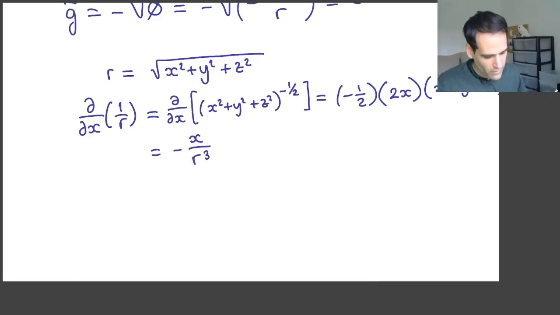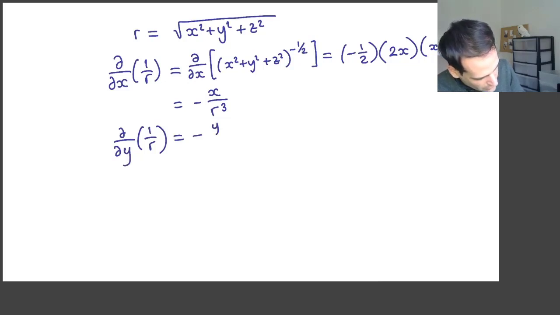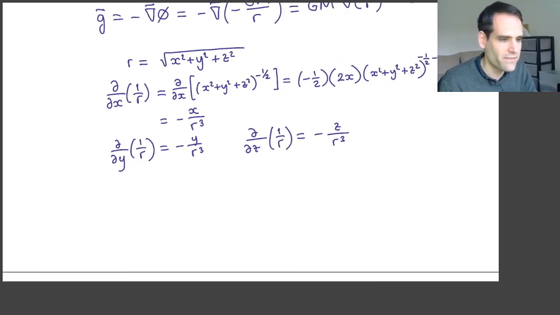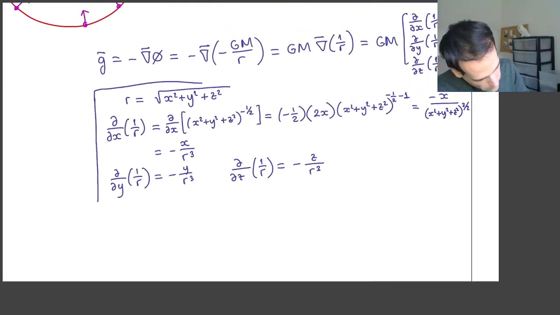Okay? Now, similarly, you can use identical logic to find the partial of 1 over r with respect to y. And this will be equal to minus y over r cubed. And the partial with respect to z of 1 over r will be equal to minus z over r cubed. Okay, so you can find the partial derivatives in that way. And therefore we can now build, so let me add this in a block.